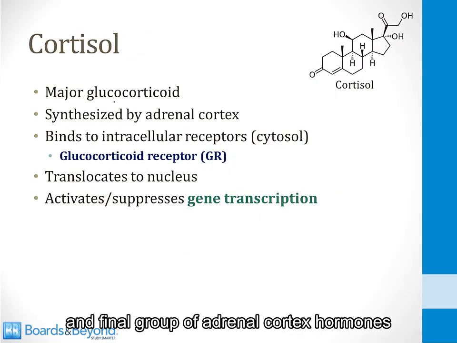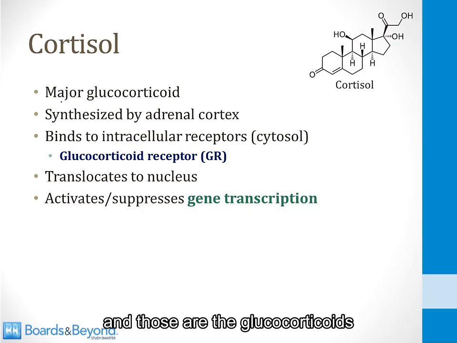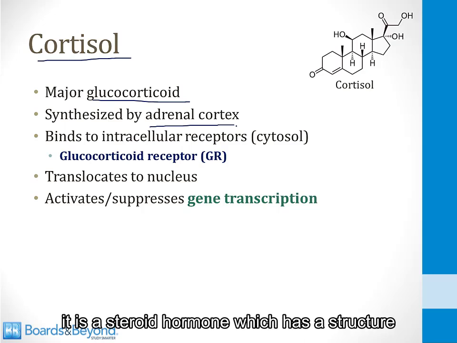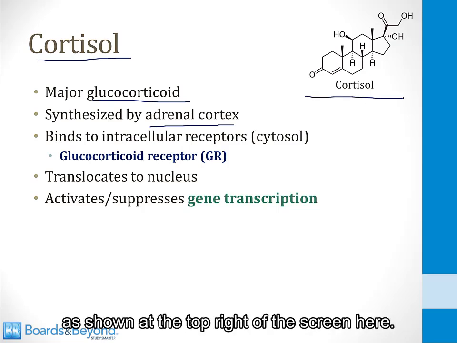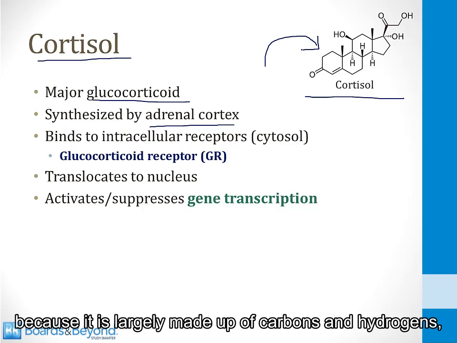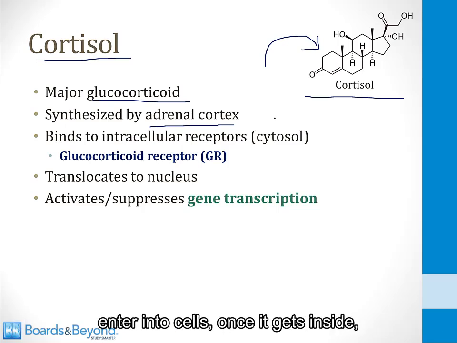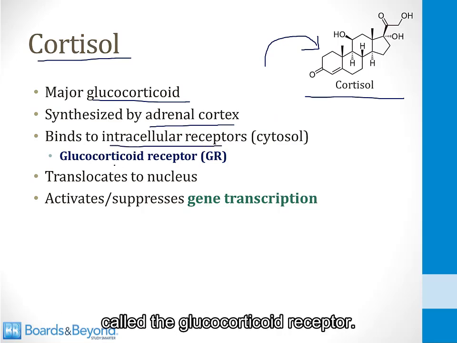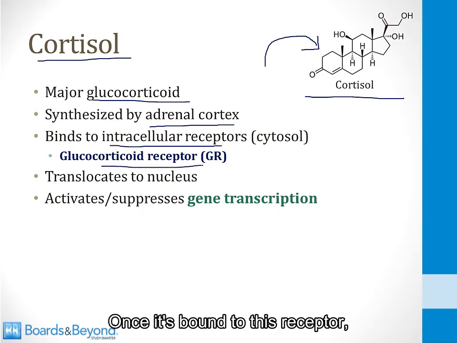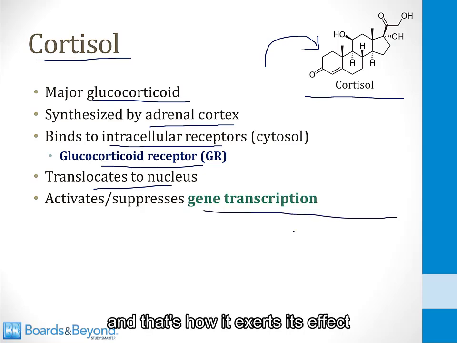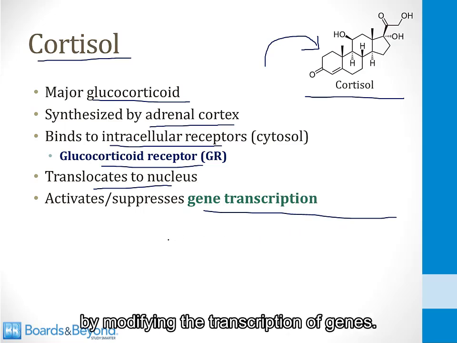Now we're going to talk about the third and final group of adrenal cortex hormones, and those are the glucocorticoids. The most important member of the glucocorticoid family is the hormone cortisol. This is synthesized by the adrenal cortex. It is a steroid hormone which has a structure as shown at the top right of the screen here. Because it is largely made up of carbons and hydrogens, it can easily pass the lipid bilayer and enter into cells. Once it gets inside, it binds to an intracellular receptor in the cytosol called the glucocorticoid receptor. Once it's bound to this receptor, it will translocate to the nucleus, and then it will activate or suppress gene transcription, and that's how it exerts its effect, by modifying the transcription of genes.